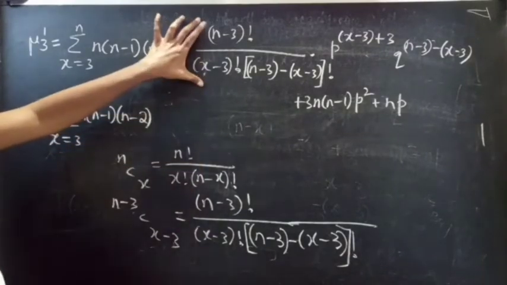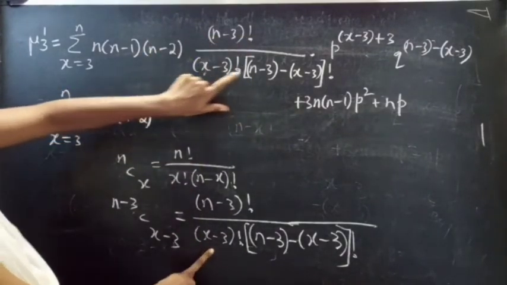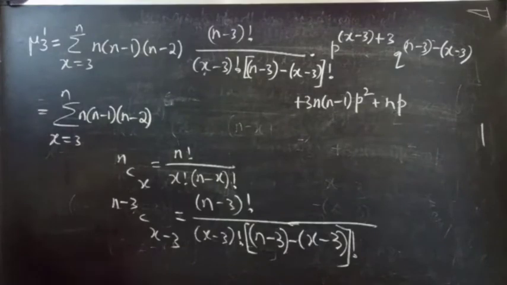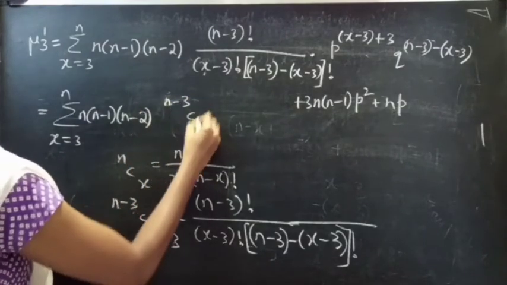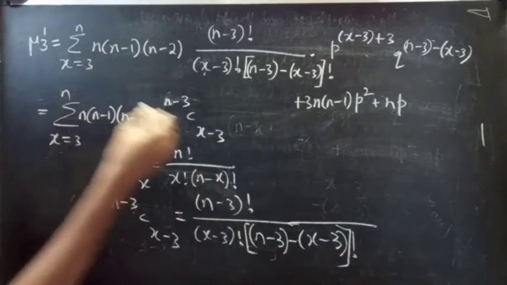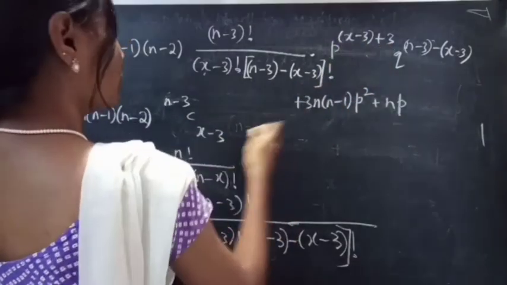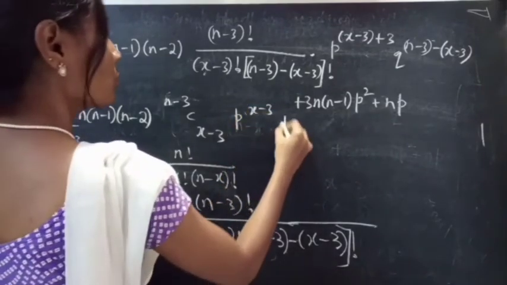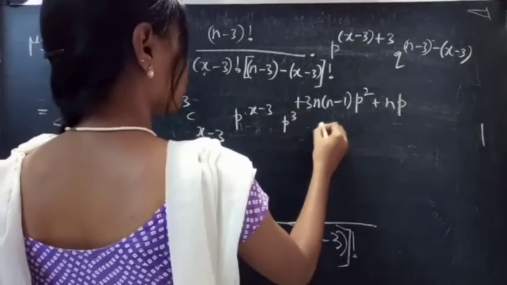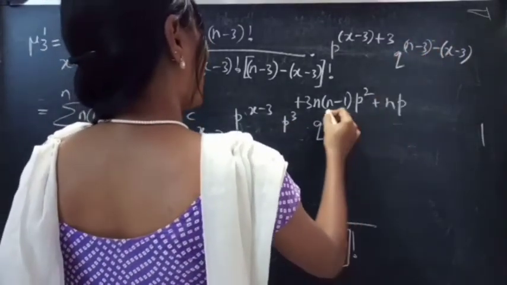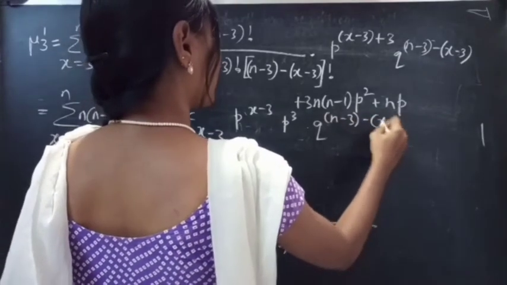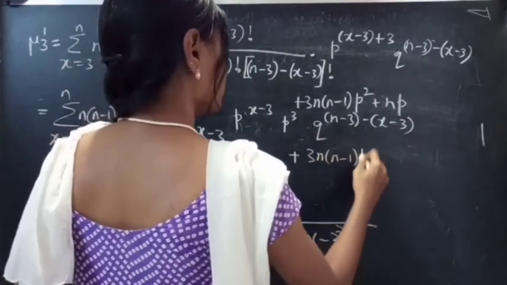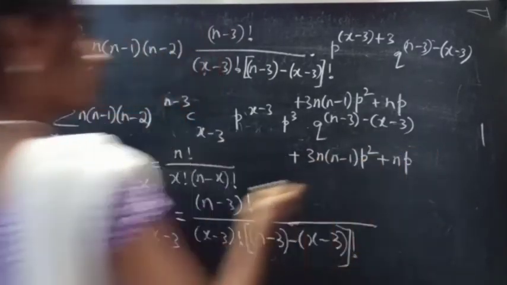See, here you are having n minus 3 factorial by x minus 3 factorial into n minus 3 minus of x minus 3. So you can replace this by n minus 3 c x minus 3. Good. So here you are having two terms, right? You can write it as p power x minus 3 into p cube into q. You have to write it as it is. Okay, plus 3n into n minus 1 into p square plus np.